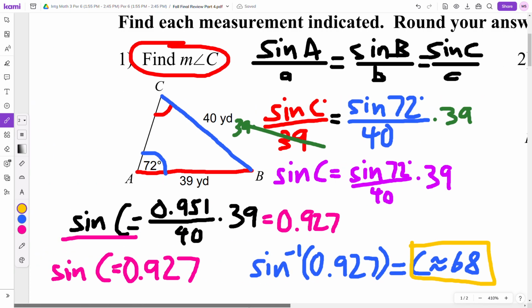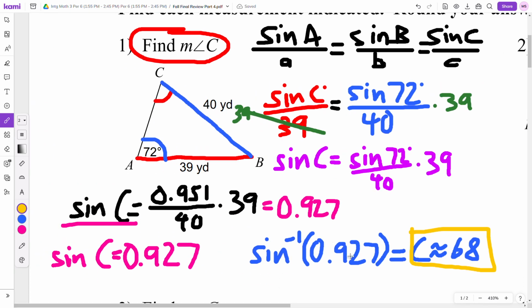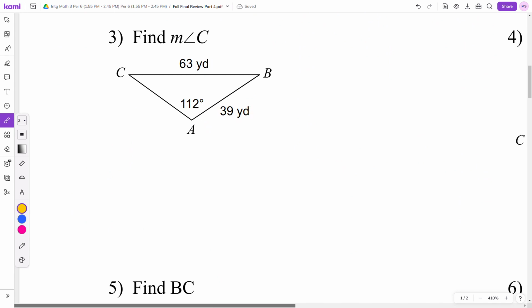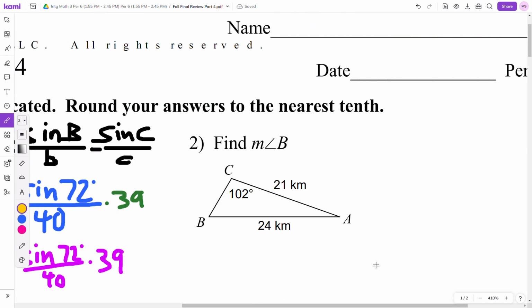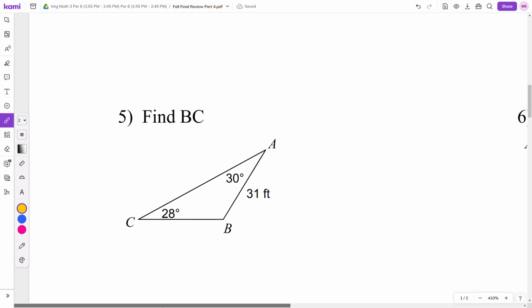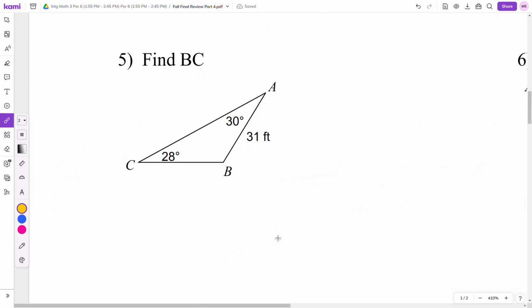Let's try one where we have to find a missing side. So I'm going to go to number 5. And it says find BC. That's one way to name the sides. Other times, the way people name sides is by using the letter of the opposite angle. So since that's an uppercase A, I'm going to call this side A lowercase. And that corresponds to this angle here.